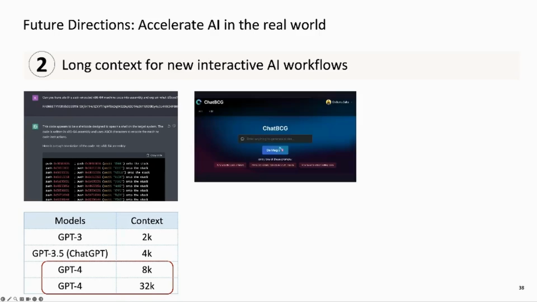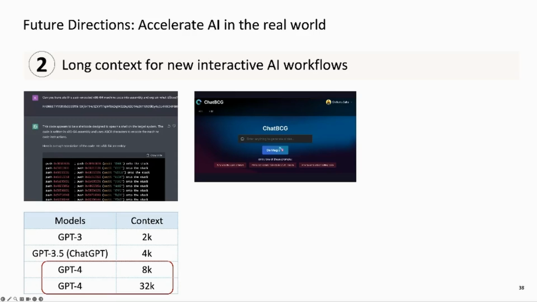So here's a fun example. Some folks from Chris's lab put out this demo called ChatBCG, where you can type some prompts and it will generate PowerPoints for you. So it's going to require a bunch of interactions between the model and the user. And well, my PowerPoint wasn't automatically generated, but maybe in the future that could happen.